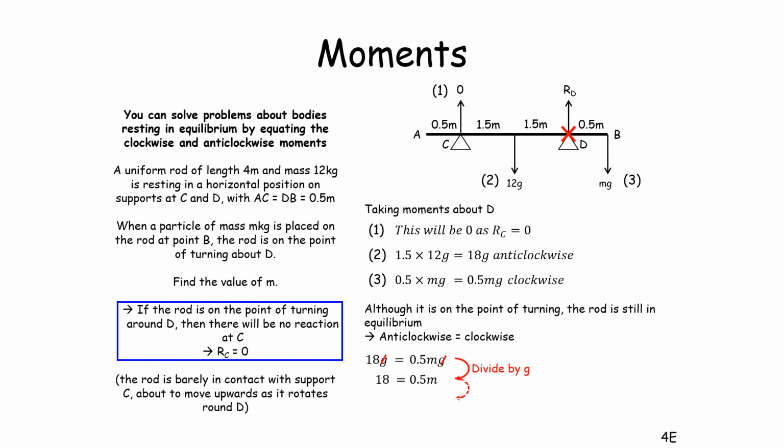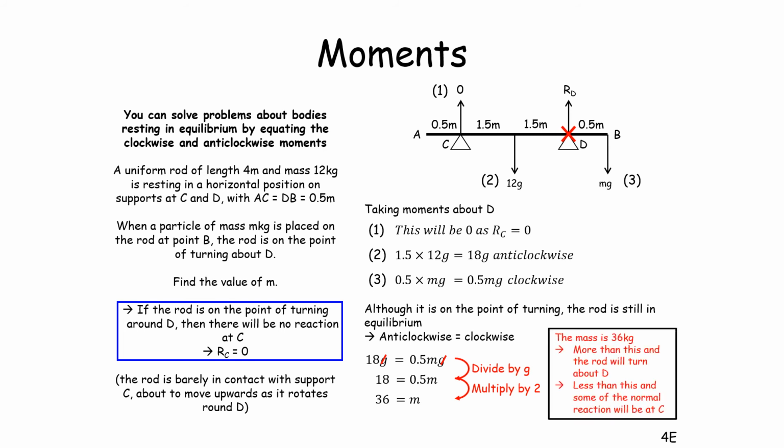And then if we cancel out the g's and multiply by 2, that will give us the mass of 36. So the mass is 36 kg. And if it's any more than 36, the rod will turn about D. And less than this, less than 36, and then we'll have a normal reaction at point C.